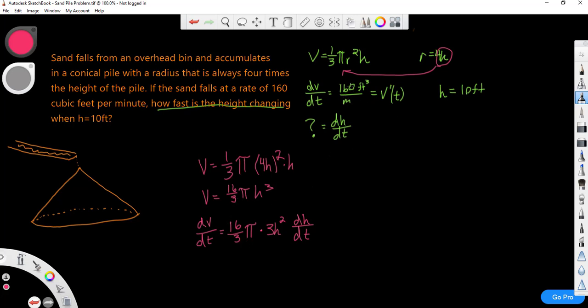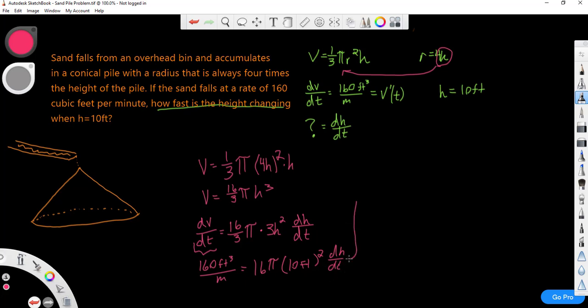Well, what was V prime of t? That was 160. So we are going to replace this: 160 feet cubed per minute equals, so that's 3, so that's just going to be 16 pi times, well, what's h? I know I want to figure this out when h is 10, so we can take this 10 and plug it in for h. So that's 10 feet squared times dh over dt.